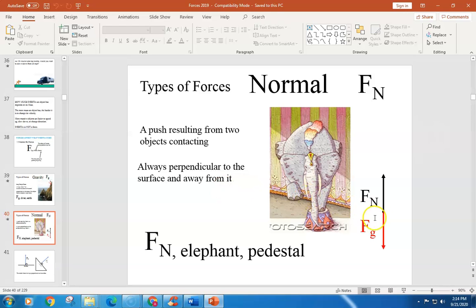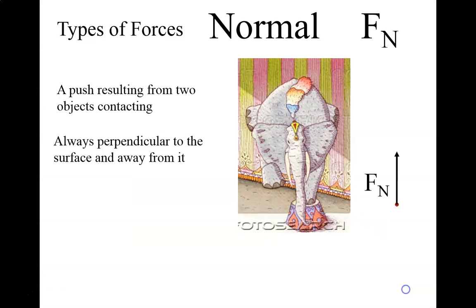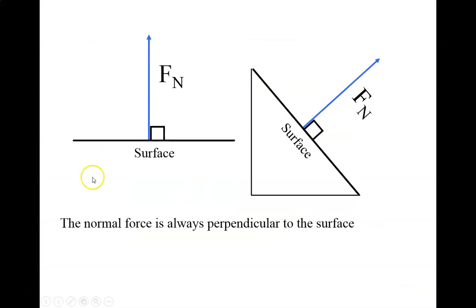So if we've got a force of gravity down and the elephant isn't moving, we know from before that there's got to be a force that's canceling that, and that would be the normal force, the contact force on the elephant by the pedestal. So we're not doing anything too tricky, I don't think. So again, the normal force is always perpendicular to the two surfaces in contact. So even if they're kind of slanted, that normal force slants with it.